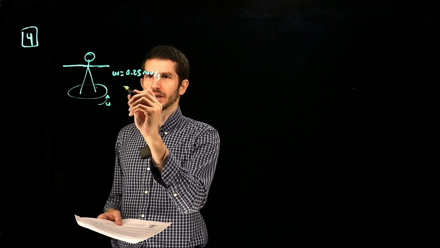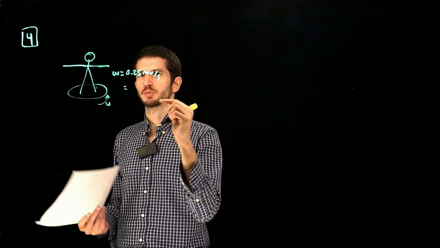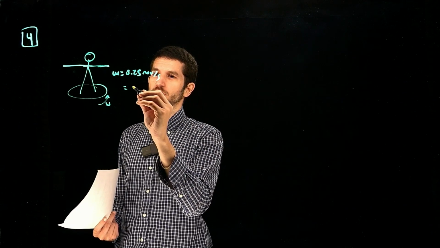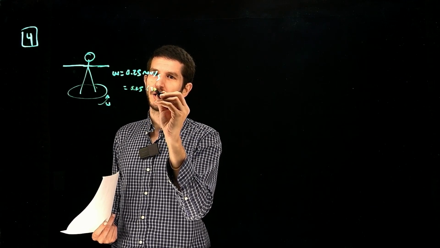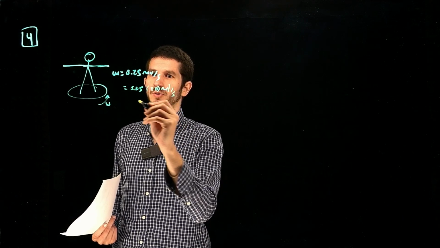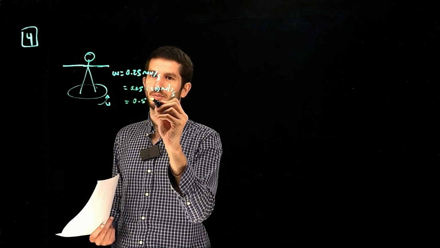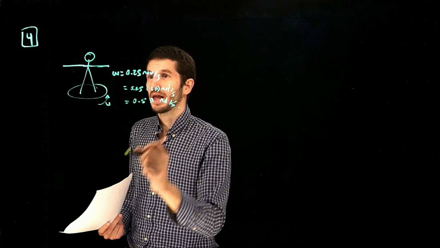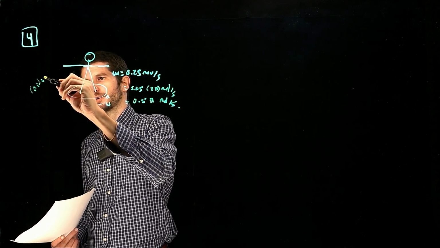So of course we can directly convert 0.25 revolutions per second. 1 revolution is 2 pi, so that's going to be 0.25 times 2 pi radians per second, which means that's going to be, of course, 0.5 pi radians per second. And this is the initial situation.